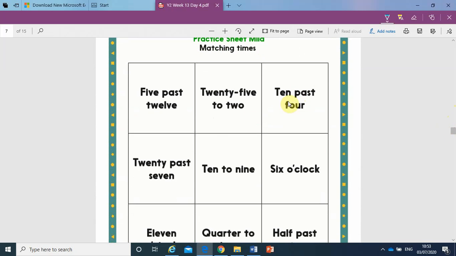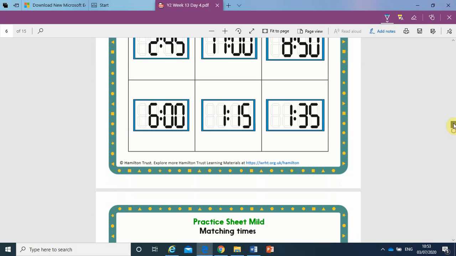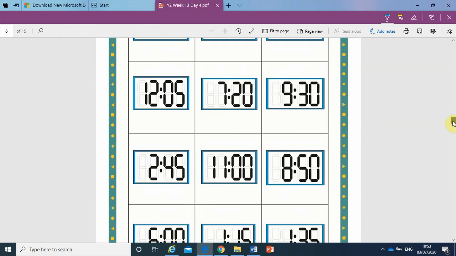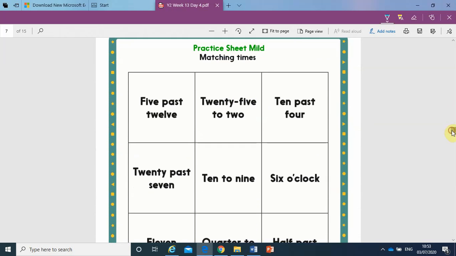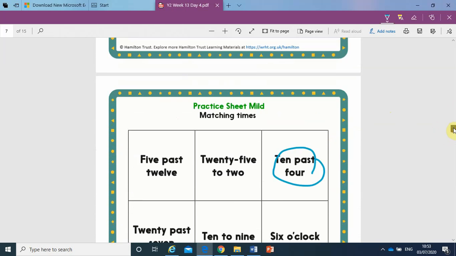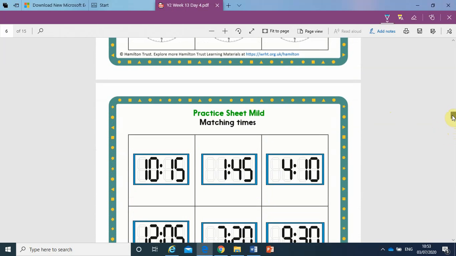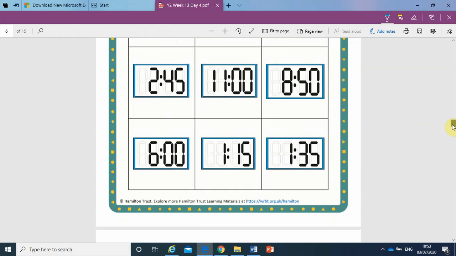And they've got exactly the same one, so you could try just with the digital and the analog, or they've also got somewhere you can match the words as well. 5 past 12. Our other one was 10 past 4, so I know that that's that one. So we could match all 3. You can play little competitions and games. So who can do that one the quickest?